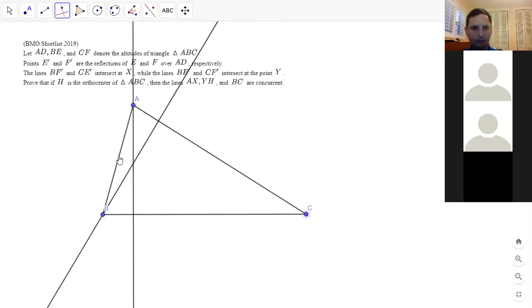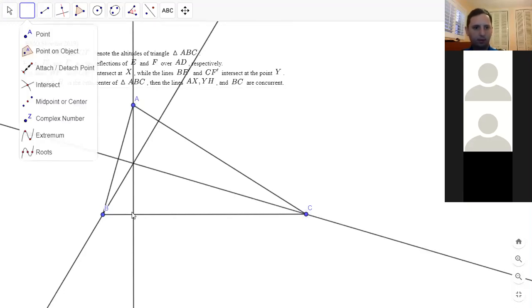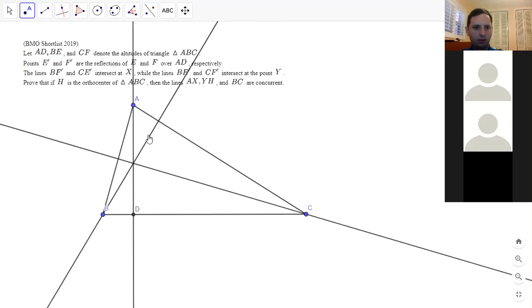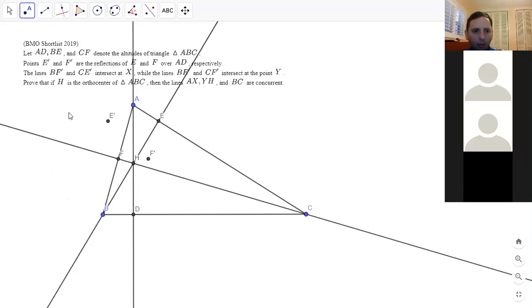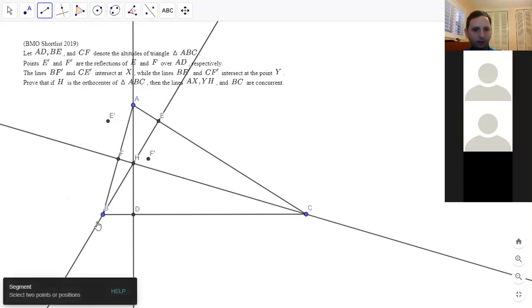So AD, BE, and CF. Then we reflect E and F over AD. And they make it easy because they just call it E prime and F prime. This is H. BF prime and CE prime intersect at X.